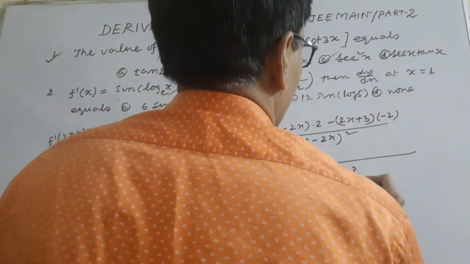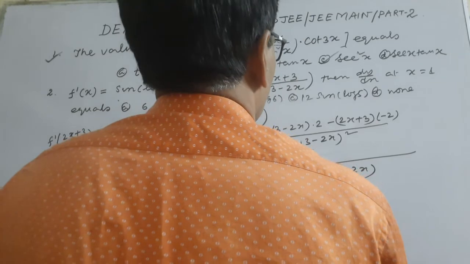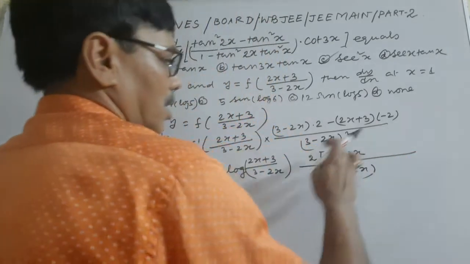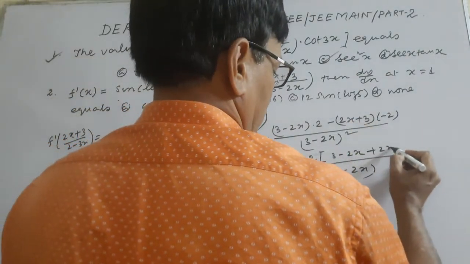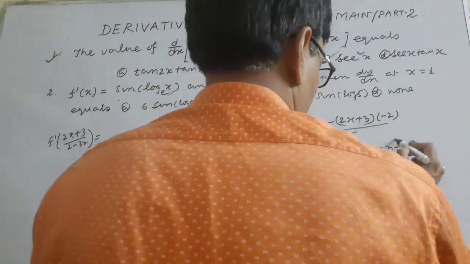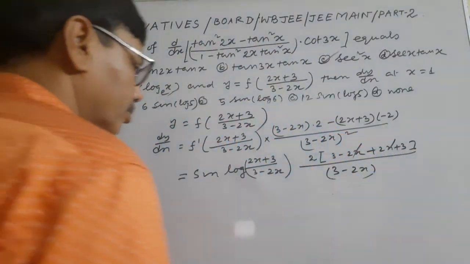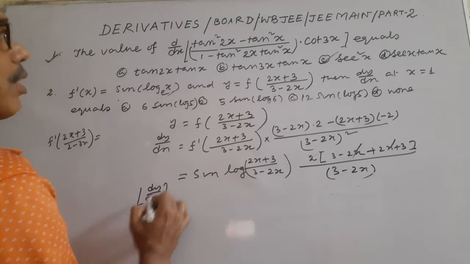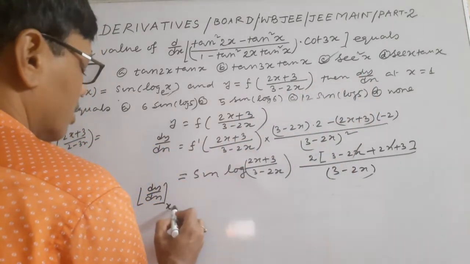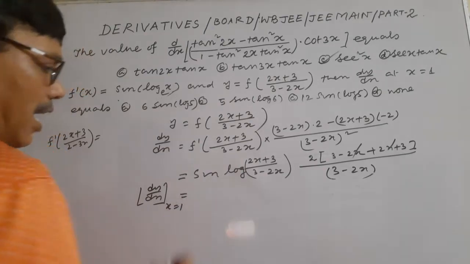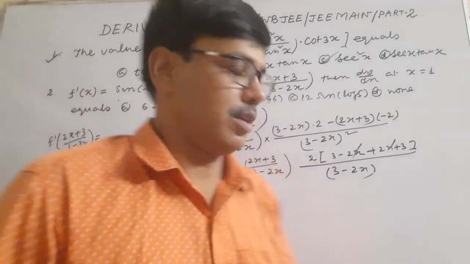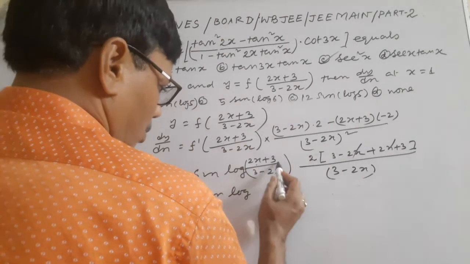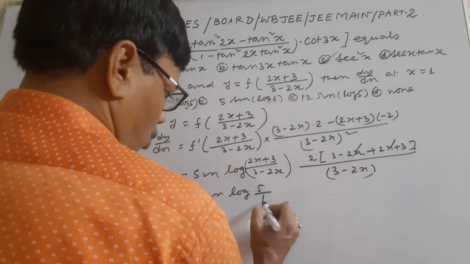Now this is 3 minus 2x. So 2 common: 3 minus 2x plus 2x plus 3. So 2x, 2x cancel. Now this is dy/dx. But you have to find dy/dx at x equals to 1. So sine of log of 5 by 1, so log 5.